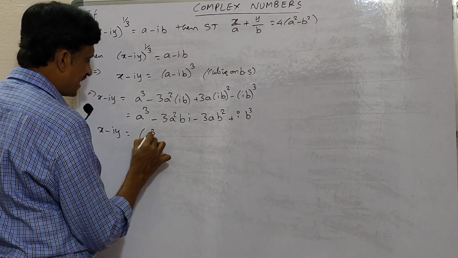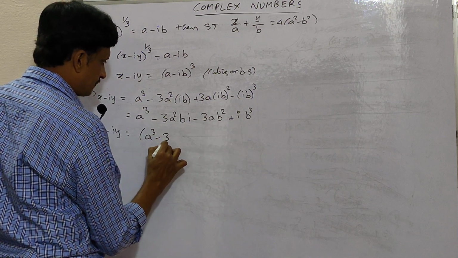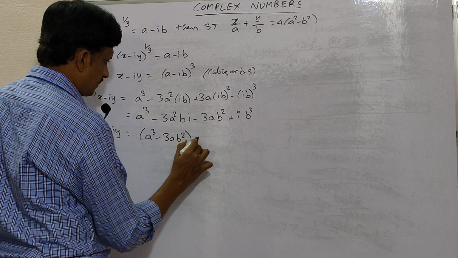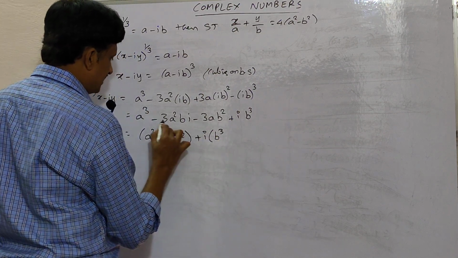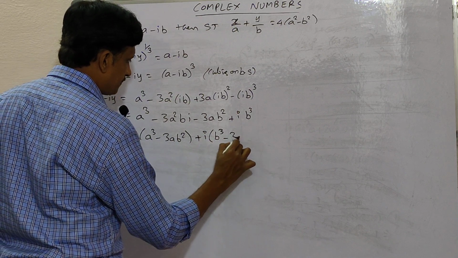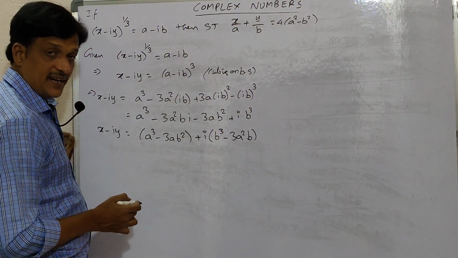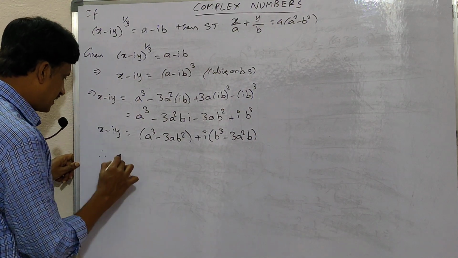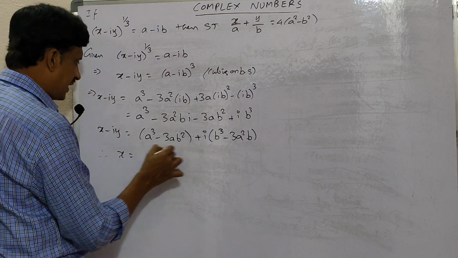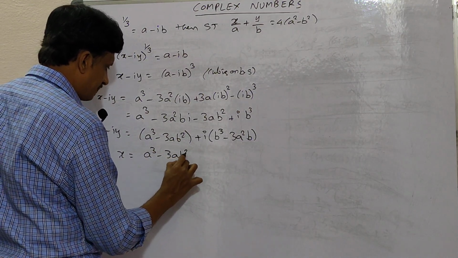Here the real part is a cube minus 3ab square, plus i into, this is b cube, this is minus 3a square b. And now by equating real and imaginary parts on both sides, you are getting the value of x, that is equal to the real part, a cube minus 3ab square.